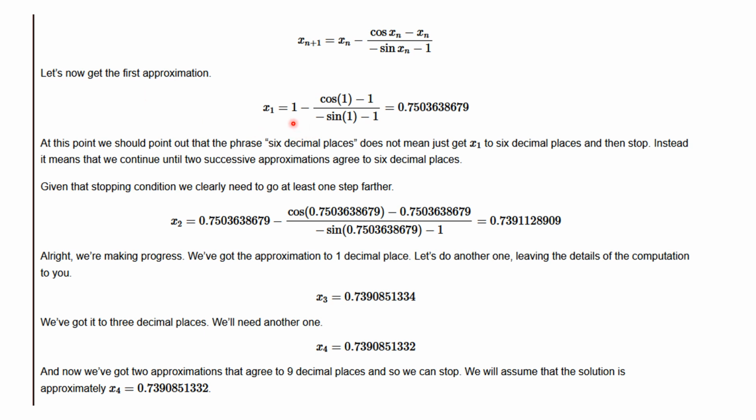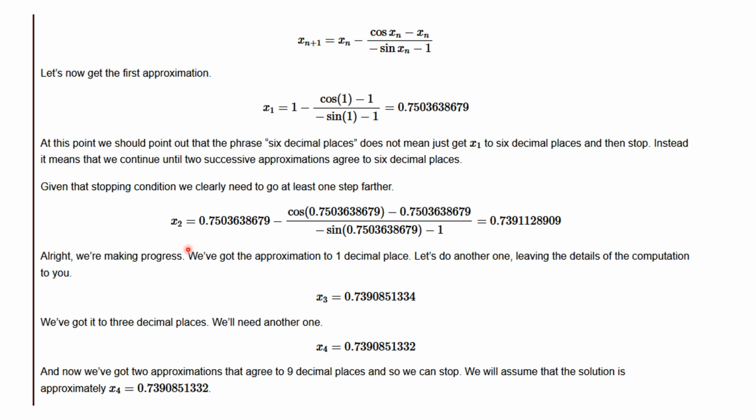Remember that x0 was 1, that was our guess, and so we compute x1 equals 1 minus, this is cosine 1 minus 1, all over minus sine of 1 minus 1. And again, this is a calculator kind of thing. Again, cosine of 1 and sine of 1, the 1 there is in radians. And so we do this calculation and we get this number. Now we should point out that the phrase 6 decimal places does not mean we just get x1 to 6 decimal places and then stop. Instead, we continue until 2 successive approximations agree to 6 decimal points.